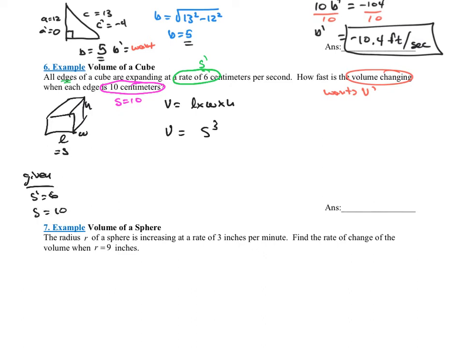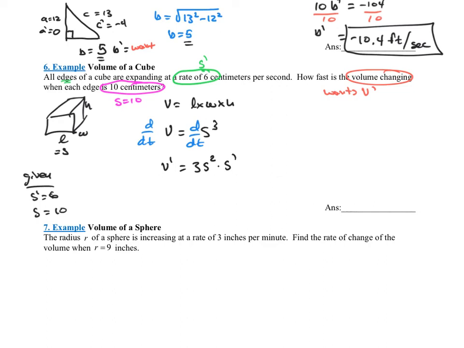Okay, go back to our equation. Volume equals the side cubed. We're going to take the derivative with respect to t of both sides. The derivative of v is v prime. The derivative of s cubed would be 3s squared times s prime. Don't forget your primes in there.